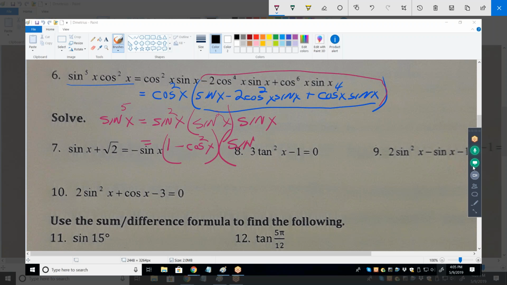Times, well, here. The second sine squared is also going to be 1 minus cosine squared of x, all times sine of x. In other words, that's what we just wrote. Right. And what I suspect is that when we multiply this all together, we will get that. And that will prove the identity.